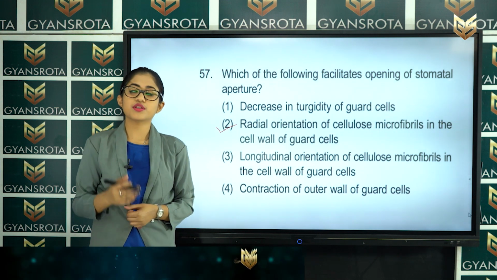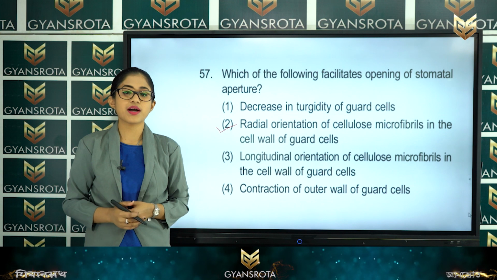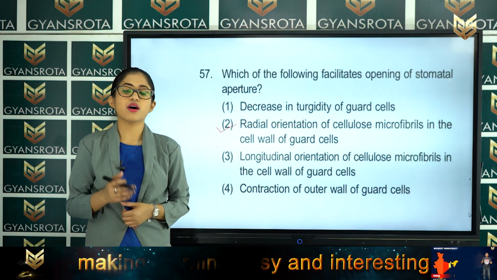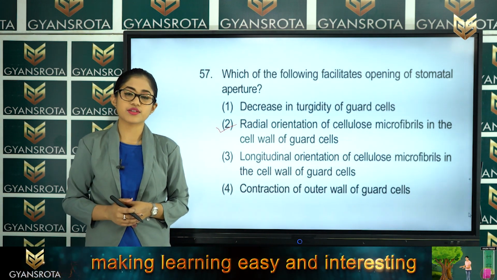So, in option number 2, it states that radial orientation of the cellulose microfibrils in the cell wall of the guard cells facilitates the opening of the stomatal aperture, right? Now, let us see the next question.